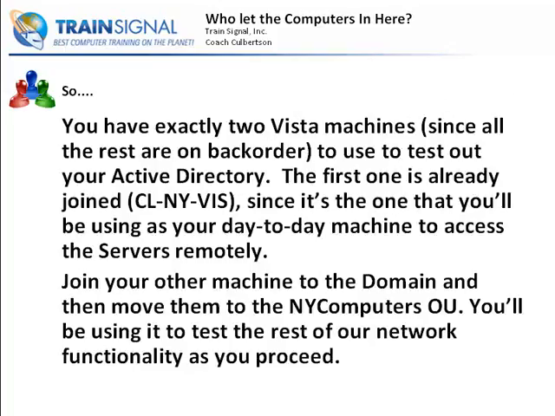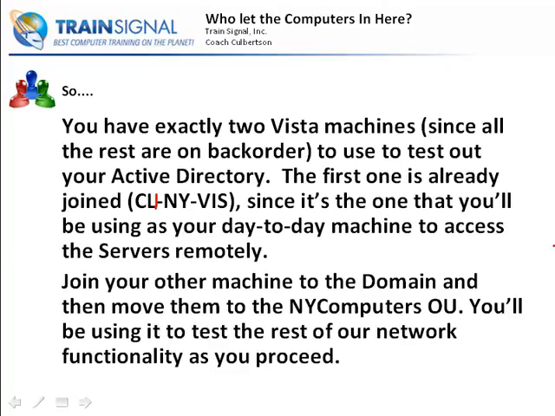So you have exactly 2 Vista machines, as we talked about earlier, since the rest are all on back order. And we're going to use these machines to test out your Active Directory to make sure that people can log on, to make sure that everything works a-okay. Now the first machine's already joined, clny.viz. Actually, that should be cl1, shouldn't it? Let's go ahead and fix that real quick. Let's put a 1 in there. There we go. That's beautiful. Since it's the one that you're going to be using as your day-to-day machine, so you can access those servers remotely. That's why we set up that first Vista client.